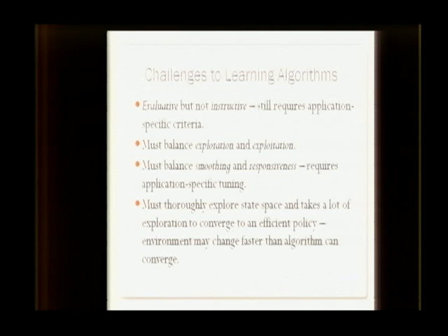The biggest challenge for a learning algorithm is that it has to explore the state space and take a lot of exploration to converge to an efficient policy. A policy being defined as what the agent does in different states. And there's a lot of stumbling around before the algorithm starts to even begin to focus on an effective policy. And what's worse is the environment may change faster than the algorithm can converge to an optimal policy.